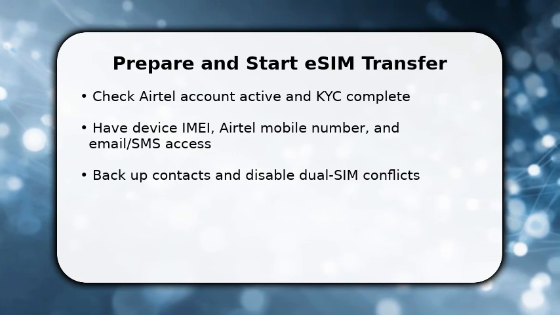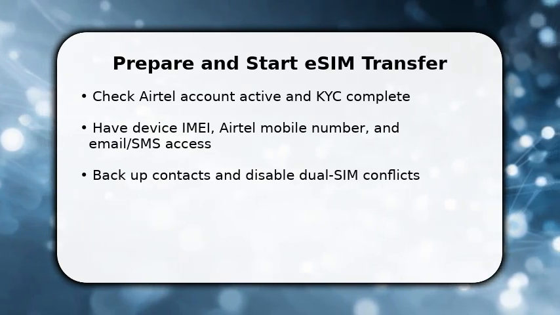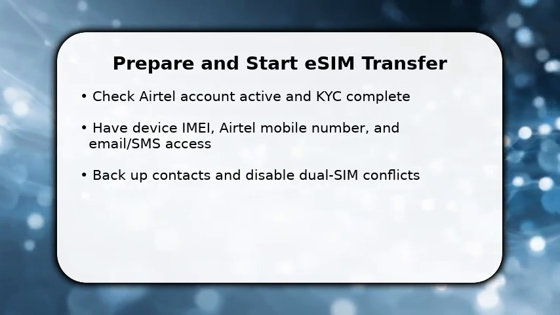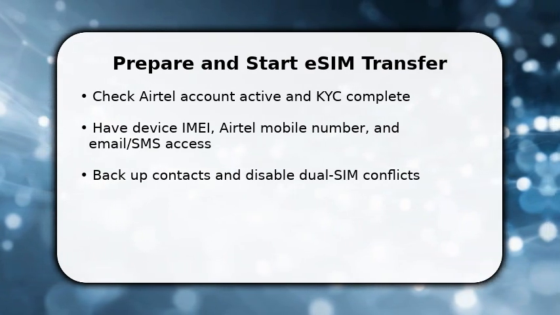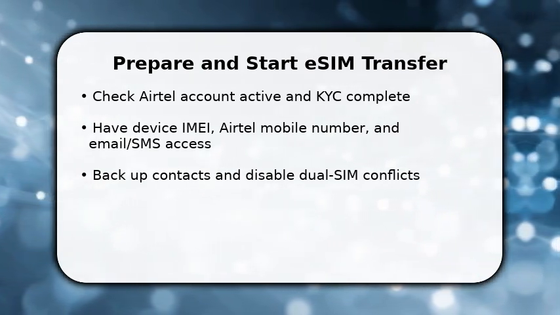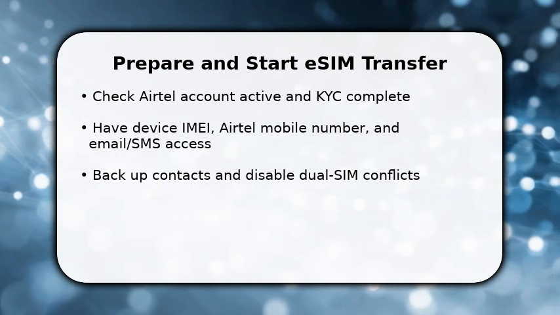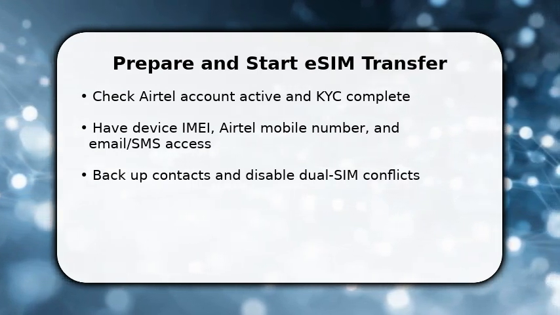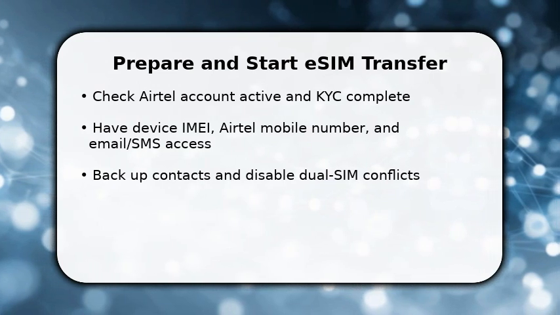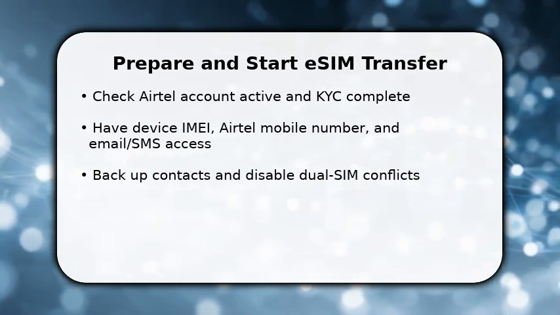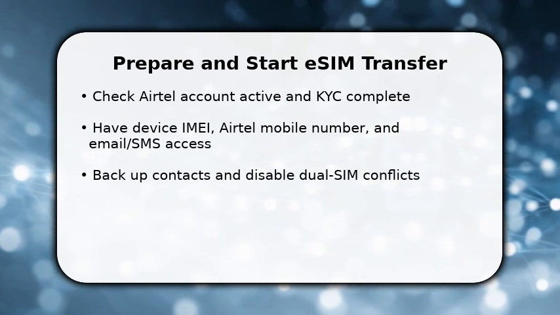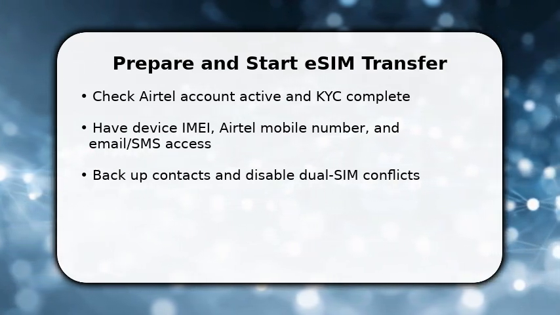You begin by confirming your Airtel account is active and KYC is up to date. This prevents rejection when requesting a new eSIM. Once done, note your device IMEI and keep the Airtel number accessible for OTPs, email, or SMS works. Make a quick backup of contacts and turn off any SIM settings that might cause conflicts.